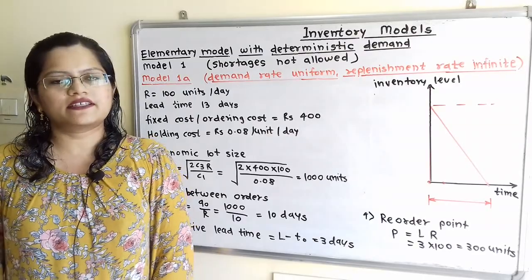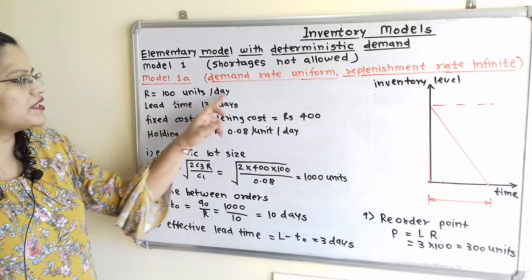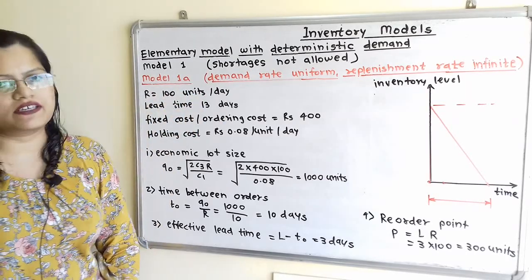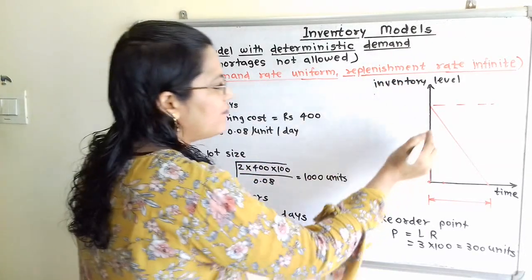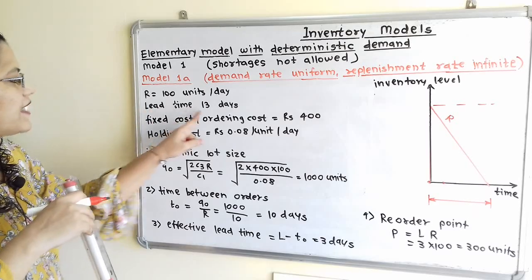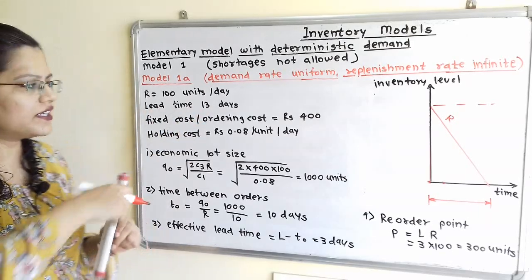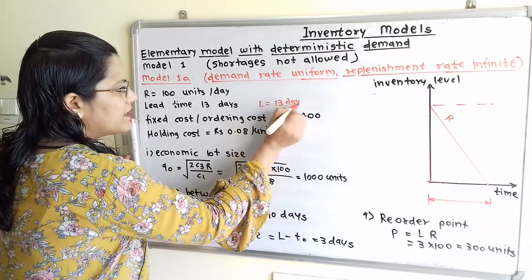Let us understand the given data. Inventory consumption rate is given as 100 units per day, that is the value of R is 100 units per day. So we will mention it in this graph. Here is the inventory consumption rate R. Then lead time is also mentioned, 13 days. So lead time, that is capital L, is equal to 13 days.